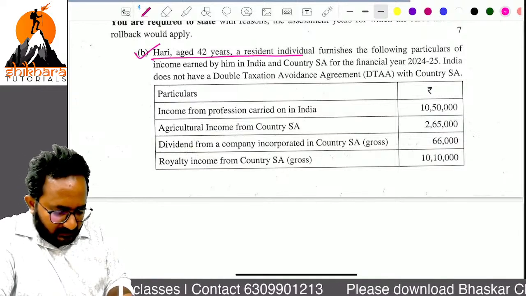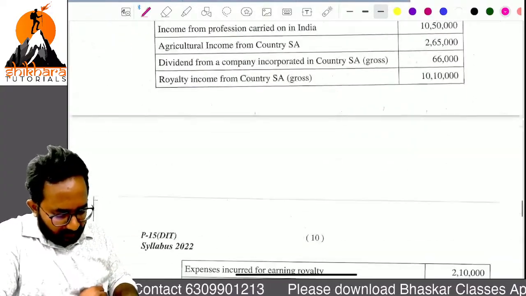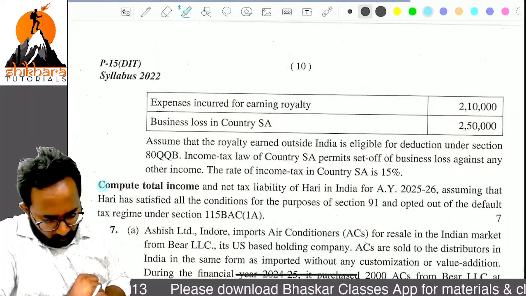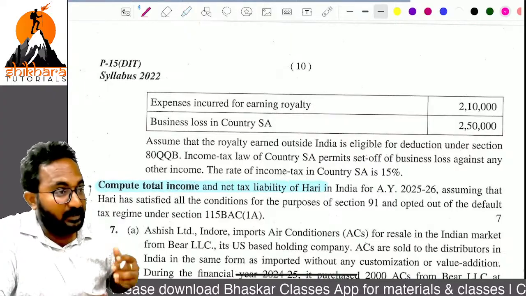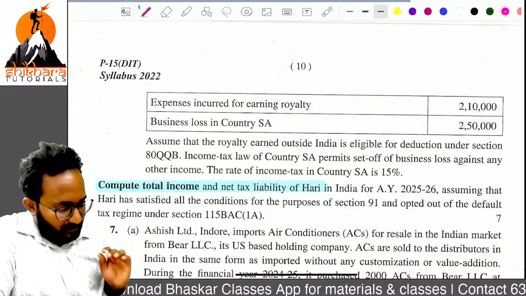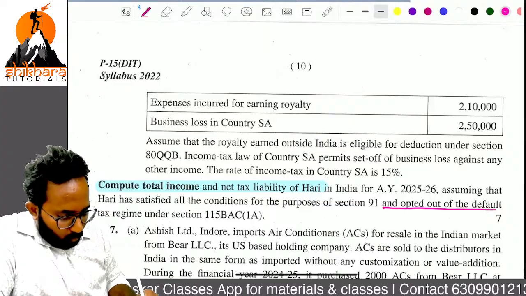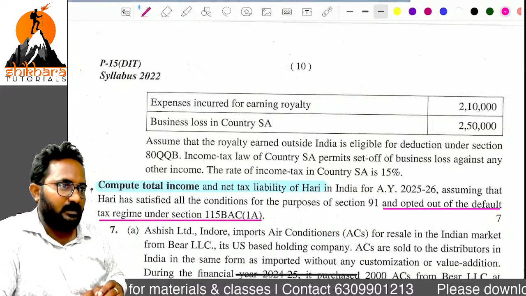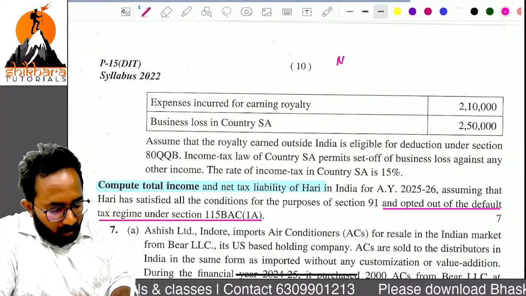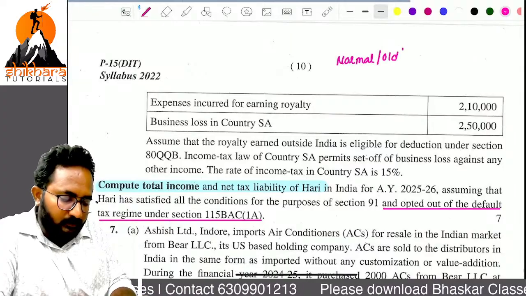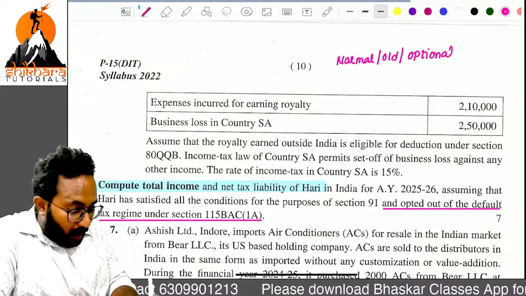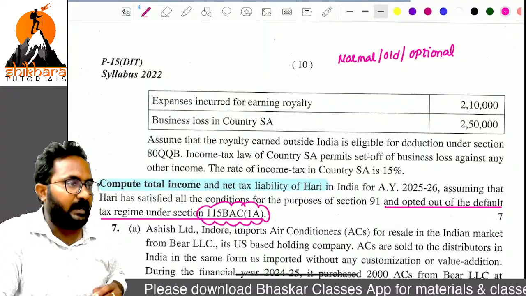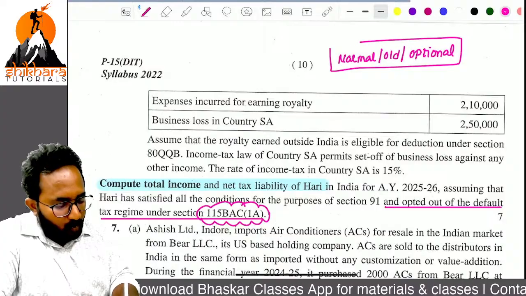Hari, 42 years old, is a resident individual. They are asking finally for total income and net tax liability. But now you may have a doubt about which regime we have to follow. Clearly they mention he has opted out of the default tax regime under section 115BAC subsection 1A. It means he is following the normal tax rates, which we can call old or optional. Opted out means he is not following 115BAC subsection 1A at all. That means he is following the normal, old or optional regime. Are you clear?